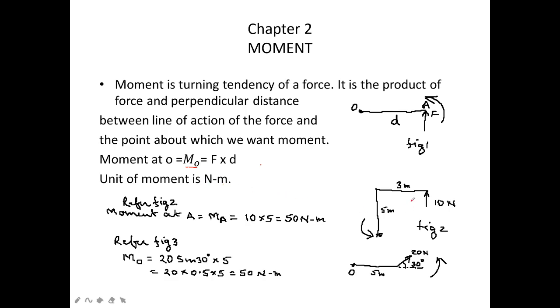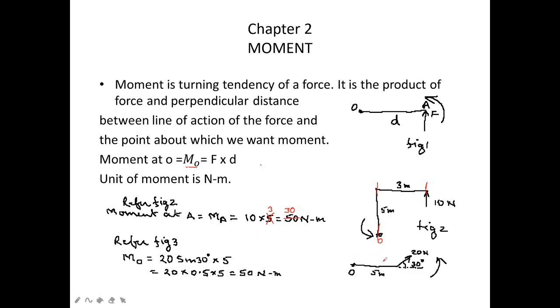Now refer to the second figure in which a force of 10 Newton is acting. I want to find out the moment of this force about this point O. Now the perpendicular distance between the line of action of this force and the line passing through the point O is 3 meter. That's why the moment is 10 into 3 equal to 30 Newton meter, and it is not 50 Newton meter.